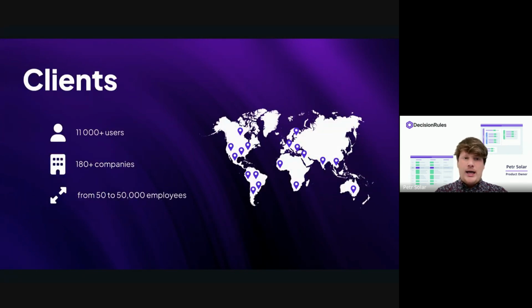Now, something about the clients of decision rules. Currently, we are servicing more than 11,000 users on our cloud platform, and overall, we are servicing more than 180 companies all around the globe. A typical size ranges from an SMB of 50 to 100 employees up to large corporates having up to 50,000 employees globally. As you can see from the map, our client distribution and client focus is quite distributed. We are focusing on the US market, Latin America, South Africa, UK and Europe, and India and the Asia Pacific region.